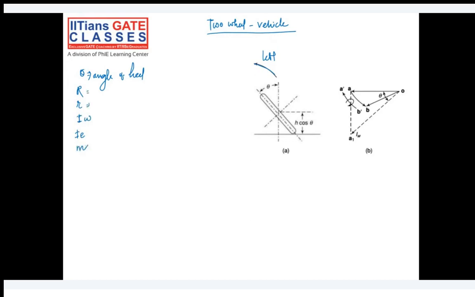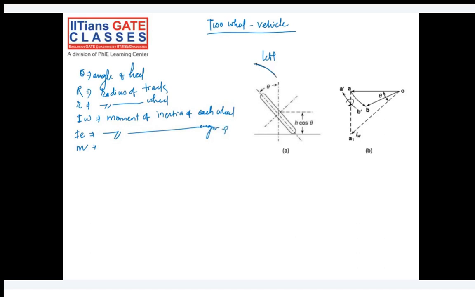This is the radius of curvature or track. This is the radius of wheel. Moment of inertia of each wheel. This is the moment of inertia of engine parts. This is the total mass, that is vehicle plus rider. Omega W is the angular velocity of the wheel. Omega E is the angular velocity of the engine part. G is the gearbox ratio.